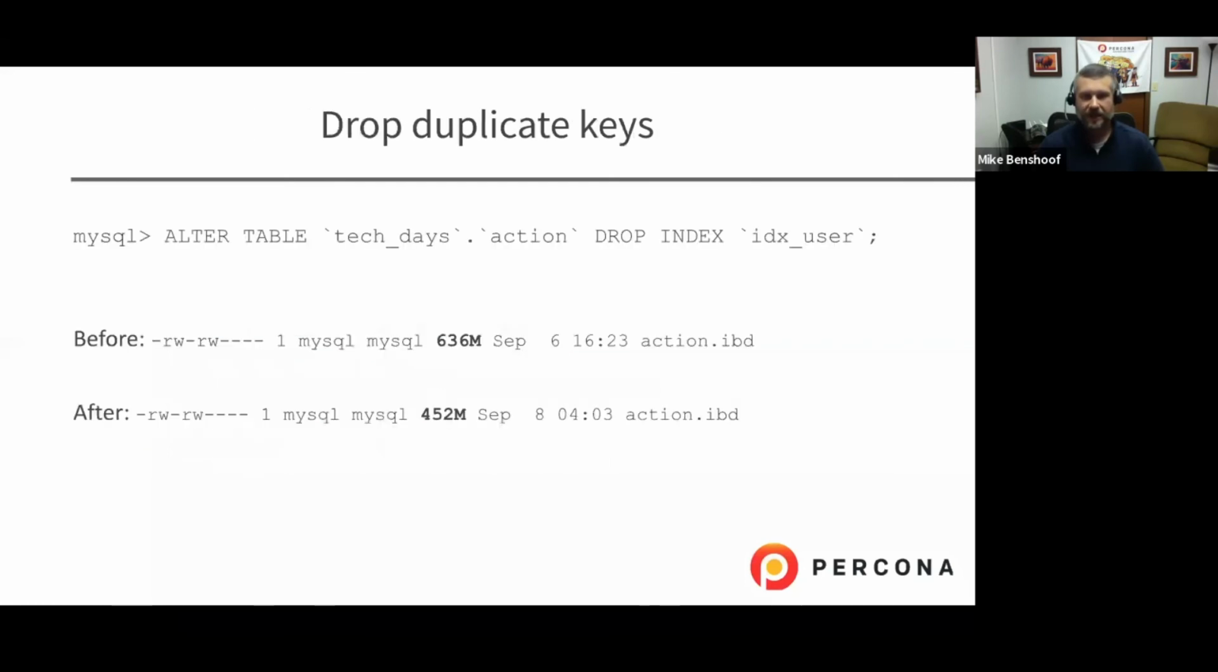So the first step, I had that duplicate index that we saw, remember, from pt-duplicate-key-checker. So I simply dropped that index, and right there, dropped almost 200 megs off of my table. So a really noticeable and immediate impact was seen by dropping that.